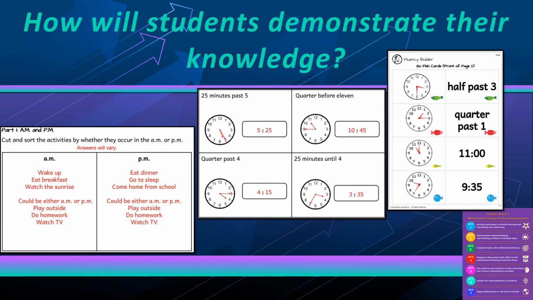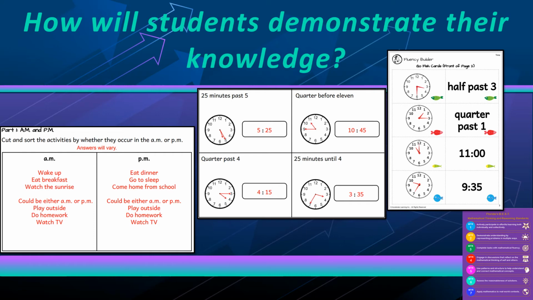Students might make lists of activities that occur in the AM and PM to demonstrate their understanding of what time of day those terms indicate. Students who have met learning outcomes should be able to draw hands on an analog clock and write the time on a digital clock. They should be able to explain and state the time displayed on an analog clock to the nearest 5 minutes and how they know what time it is. Also, look for students to be able to express times in more than one way. For example, 4:45 can also be stated as quarter to 5.